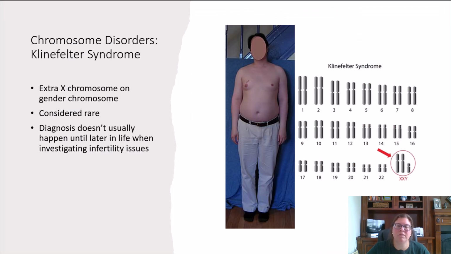Klinefelter syndrome occurs when there is an extra chromosome on the 23rd pair or the biological sex chromosomes. Diagnosis usually doesn't happen until later in life when investigating infertility issues. However, some characteristics of Klinefelter syndrome include small genitalia, enlarged breast, reduced facial, armpit, and pubic hair, as well as possible autoimmune disorders. Klinefelter syndrome can be treated with testosterone therapy and medical intervention as needed.